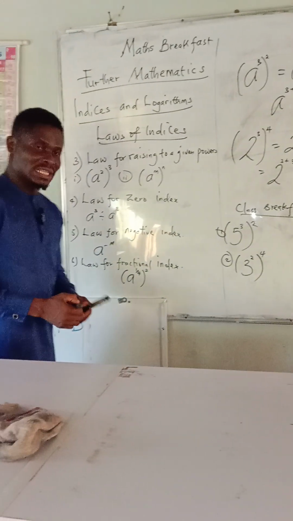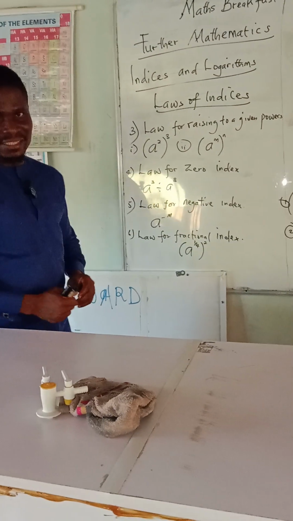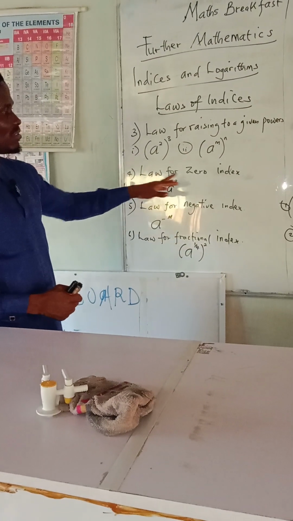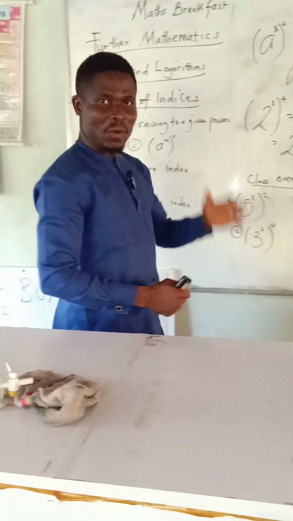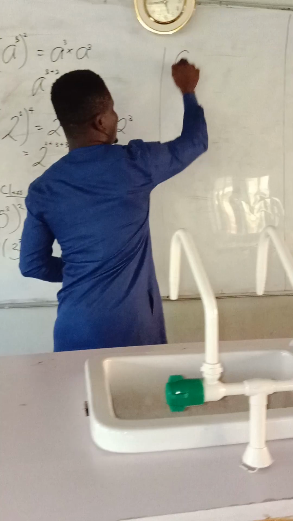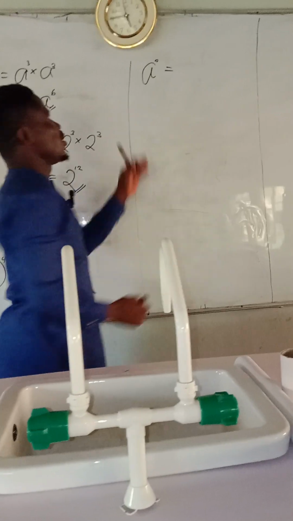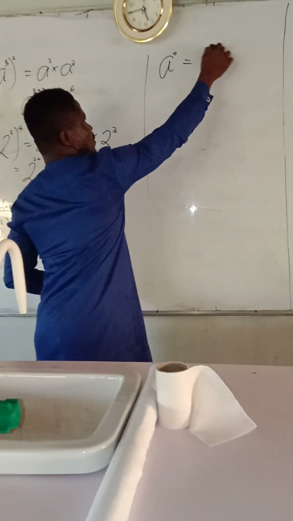Then let's go to the next law, law number 4, the law for zero index. When a base is raised to power 0, what is the answer? If you have a raised to power 0, this law is saying that anything raised to power 0 is 1. So a raised to power 0 is 1.